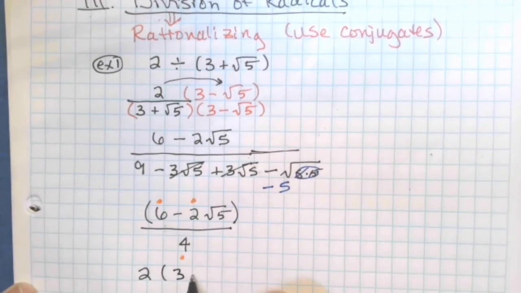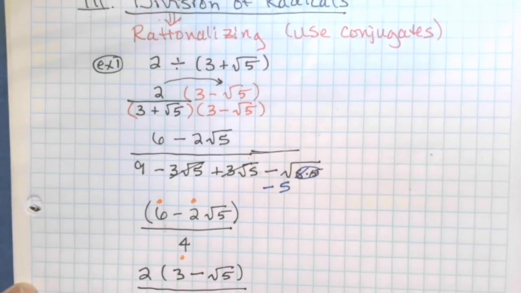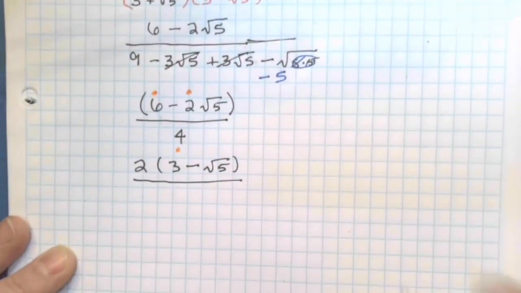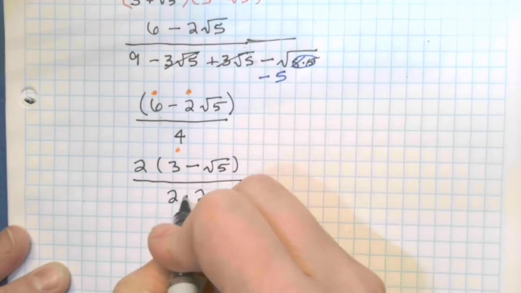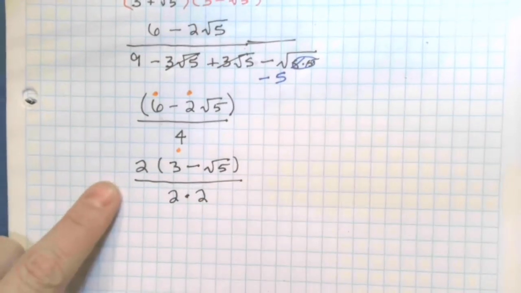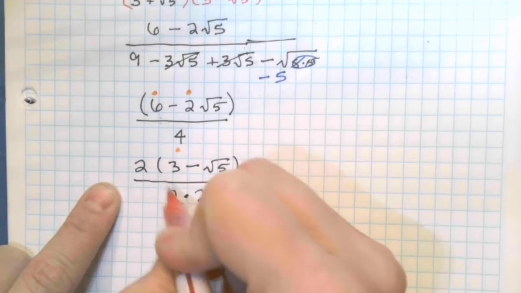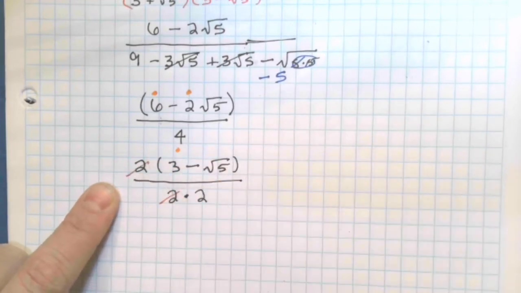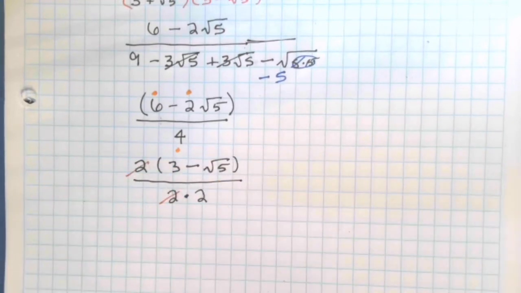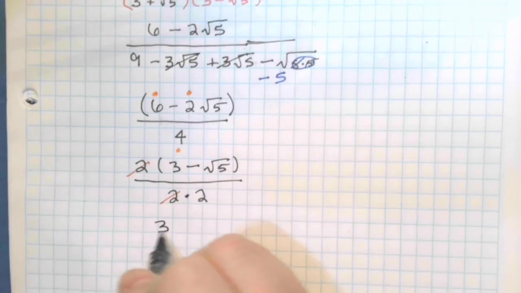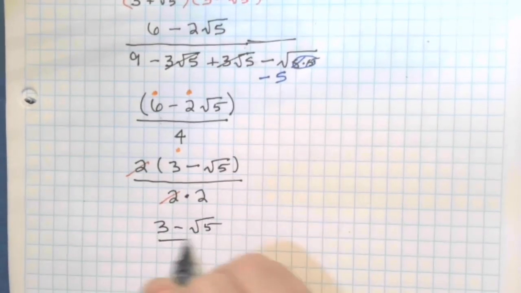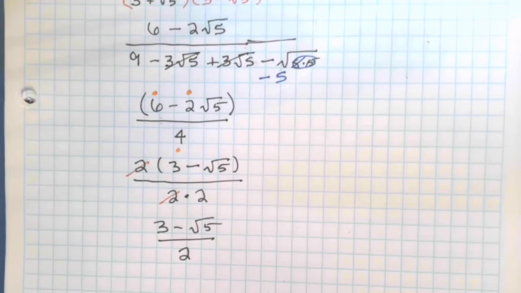That leaves me with 3 minus radical 5. On the bottom, I have 4, which factors into 2 times 2. Now I have a monomial 2 over a monomial 2. They cancel out, and all I have left on the bottom is a 2. So 3 minus radical 5 over 2.